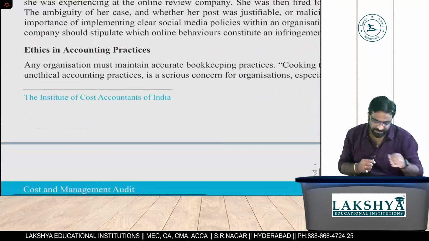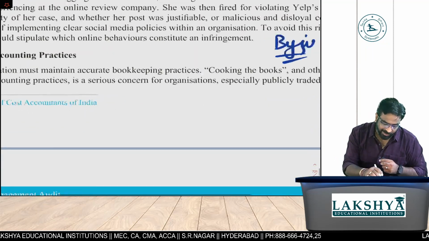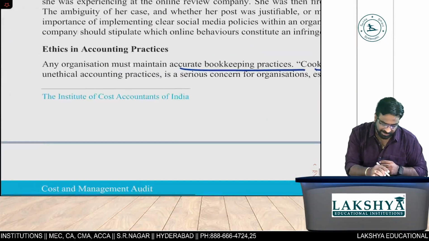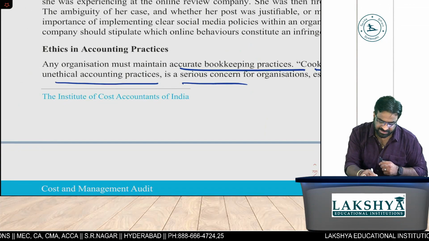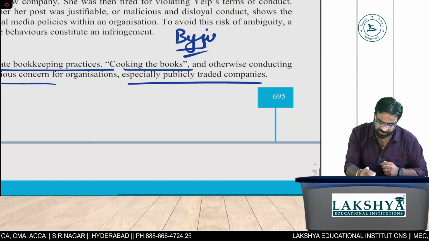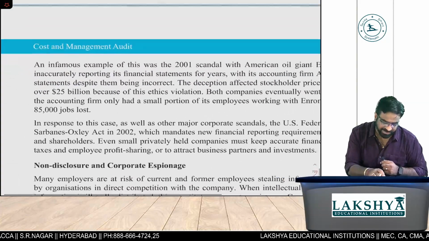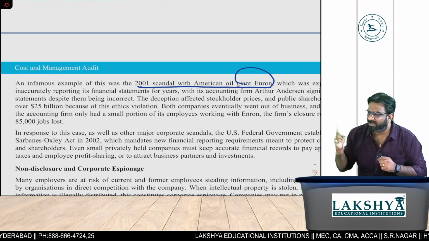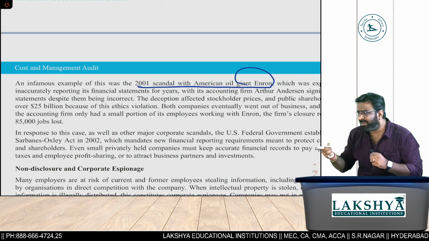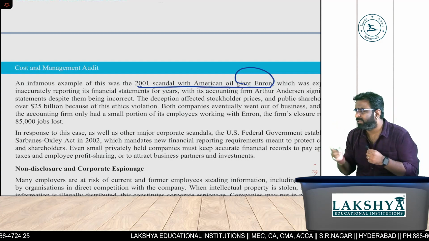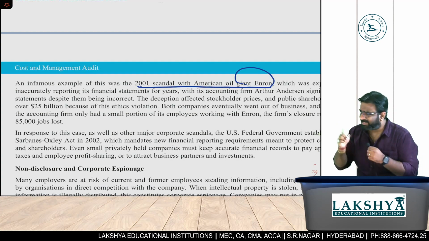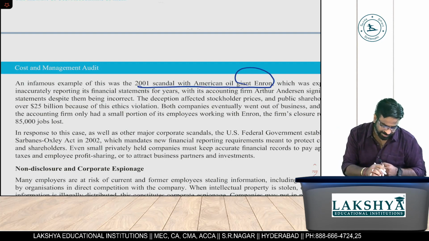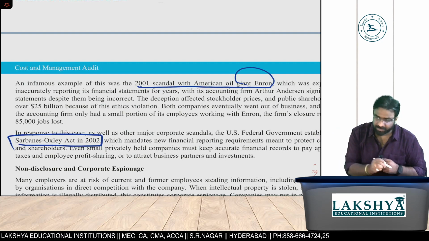Next one, ethics in which practices? Accounting. Any organization must maintain accurate bookkeeping. Cooking the books and conducting other unethical activities is a serious concern for any organization, especially publicly traded companies. An infamous example of this was the 2001 scandal with Enron. ये सारे scams हमने पढ़े हुए हैं. I think I made you write the list as well. Wells Fargo, Enron, Xerox Corp, WorldCom, ये पूरे स्कैम्स उन्हीं की लिस्ट में दिया हुआ है. और this act also I told you, Sarbanes-Oxley Act.